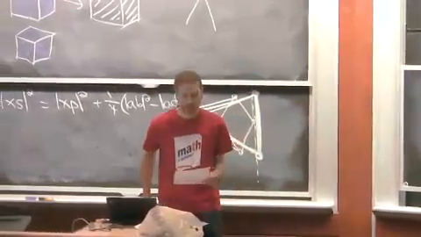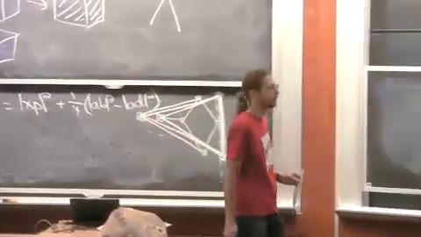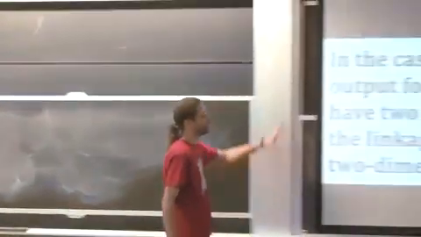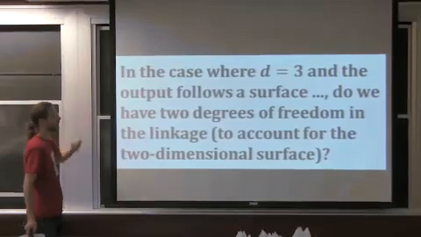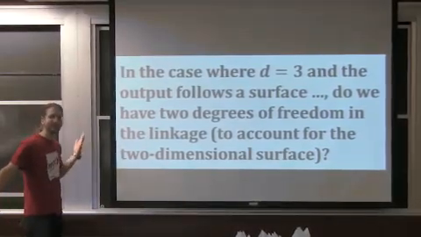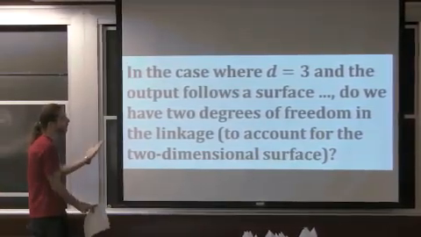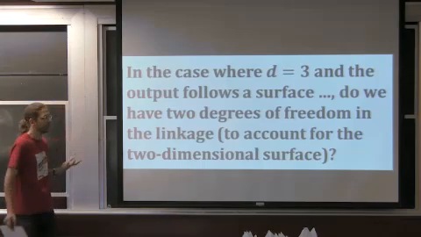Next, we go on to generalizations of Kempe. So there are a few questions about this. One was higher dimensions. How exactly does that work? In particular, d equals 3. If you want to follow a surface, does that mean the linkage now has 2 degrees of freedom? The answer is yes. You get to choose. If you want to trace out a surface, you'll have to have 2 degrees of freedom.